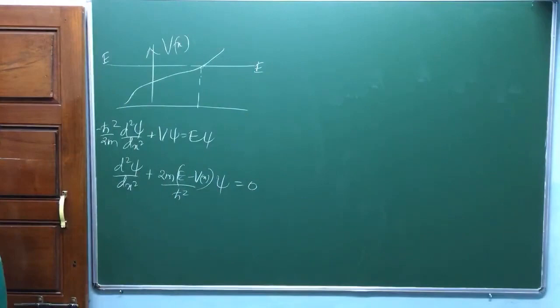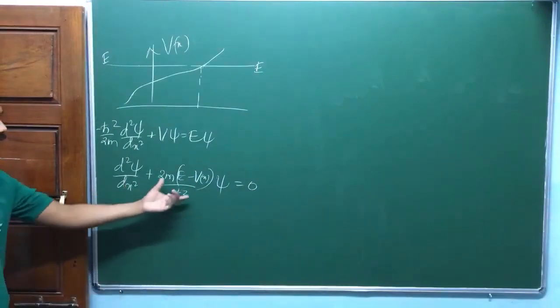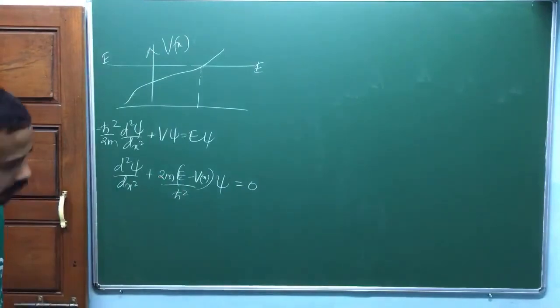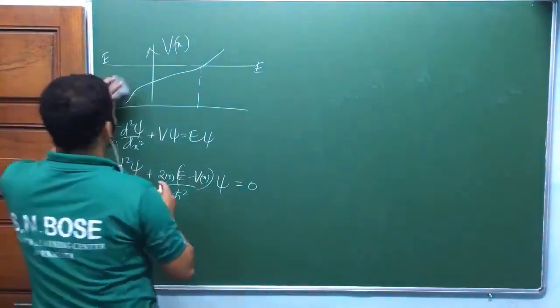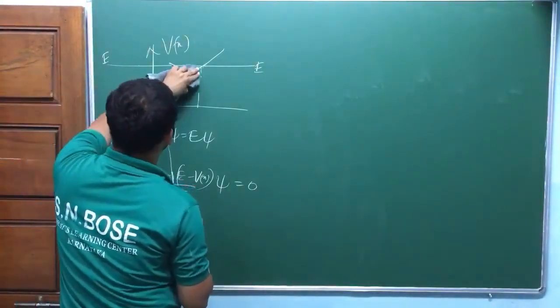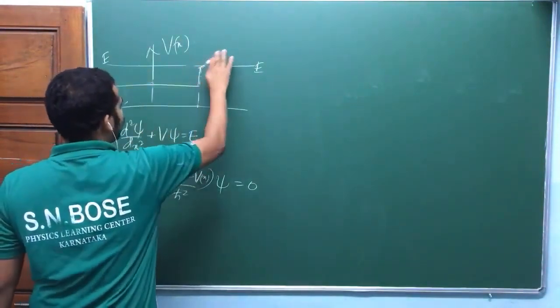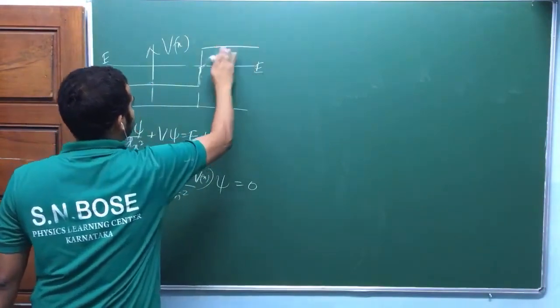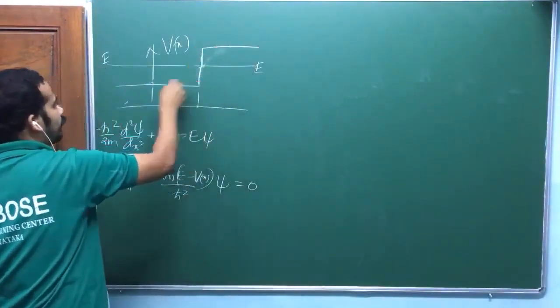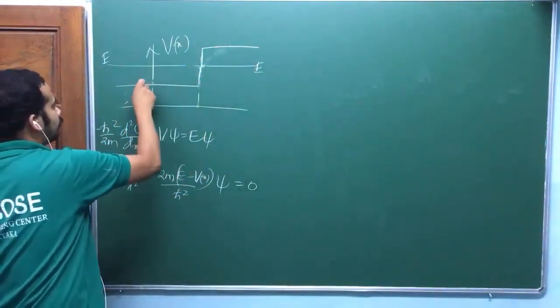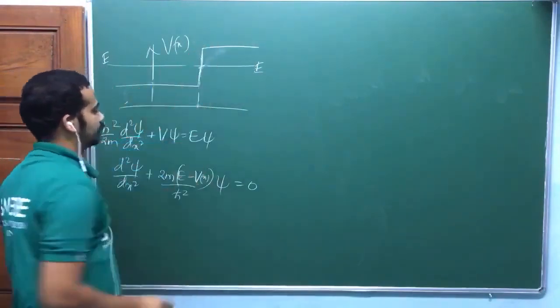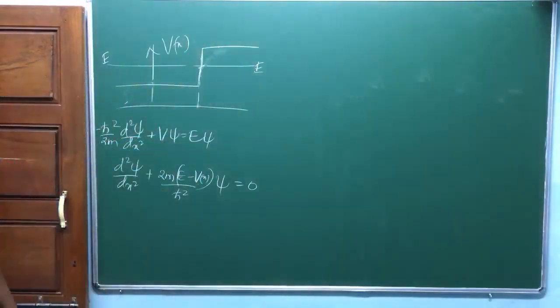Suppose let me take V of x is constant for time's sake, okay? Because if V of x is variable, a variable part would come. Am I right? Let me take it like this. V of x is constant here, but V of x is less than energy in one region, and V of x is greater than energy in the other. Is that okay?